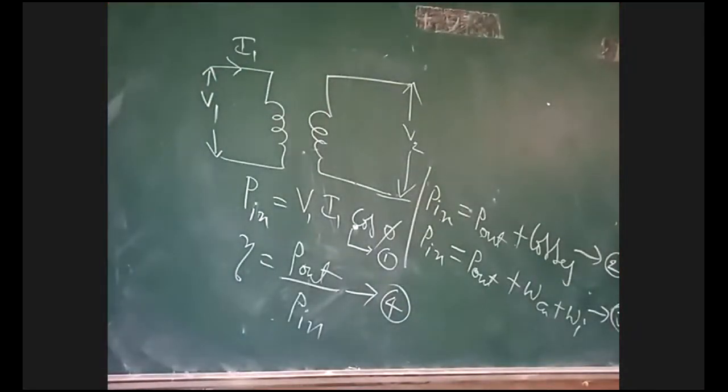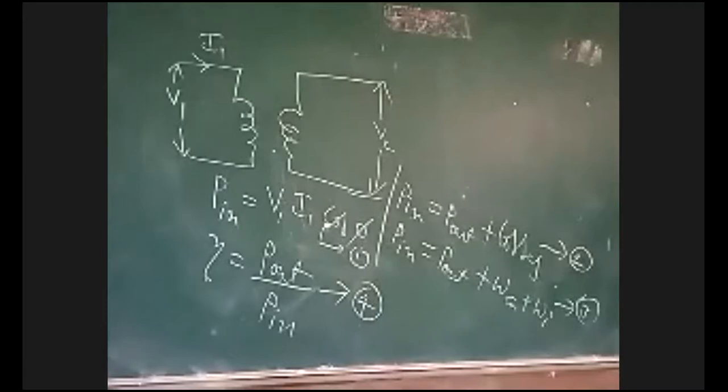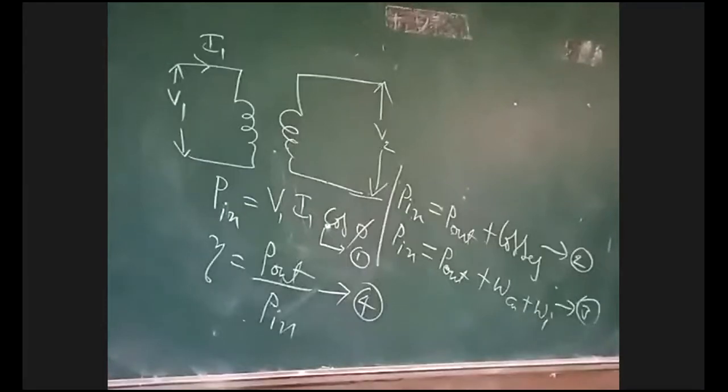Input power is V1 I1 cos phi, and the second equation is input power is equal to output power plus losses. If you add the losses to the output power, you'll get the input power. Losses are of two types, copper loss and iron loss. And efficiency is equal to output power by input power.